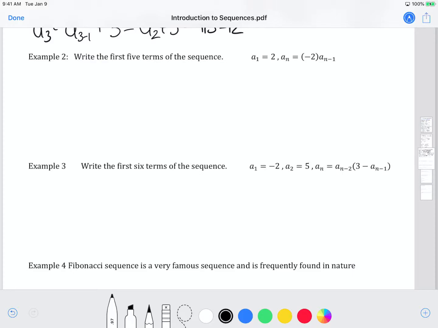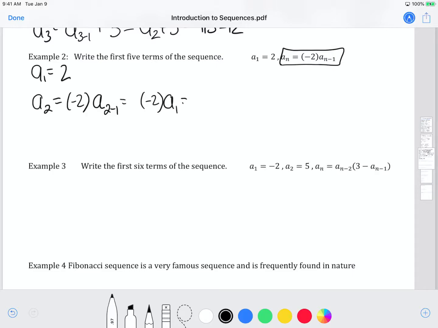Okay, so in this example, again, we're going to find the first 5 terms. A1 is given to us. It says A1 is 2. So we're going to find A2 now. Everywhere I see n in my nth term formula, I'm going to plug in 2. So I have -2 times A to the 2 minus 1, which would be -2 times A1. Well, A1 is 2, so -2 times 2 is going to give me -4.